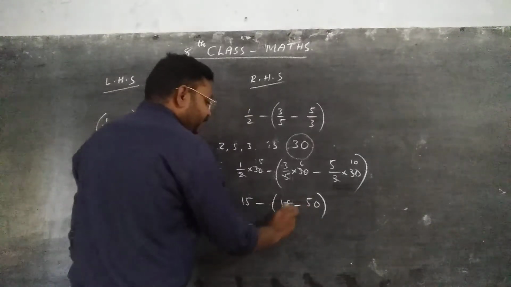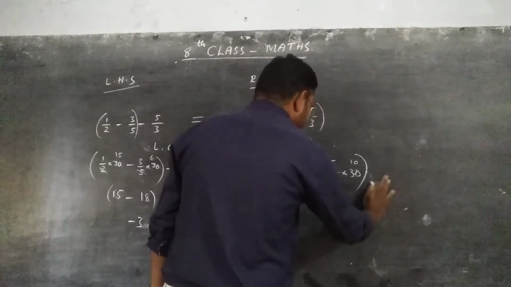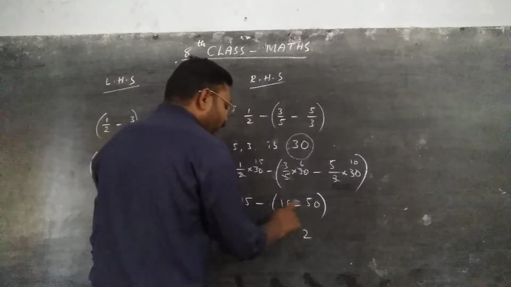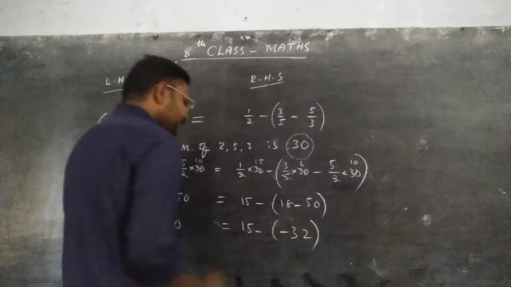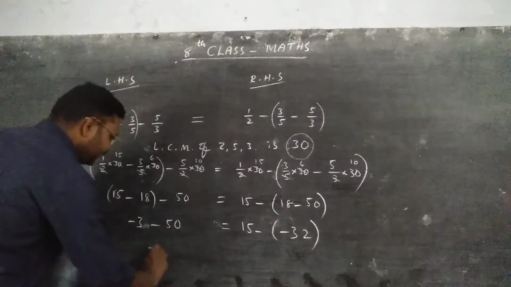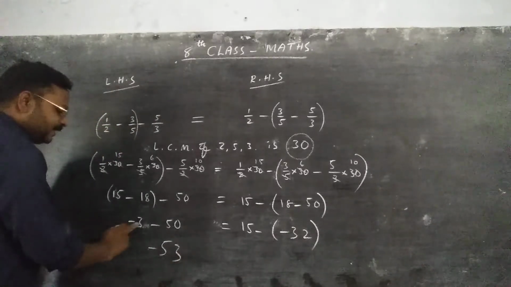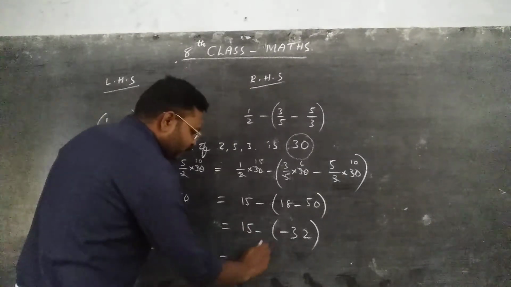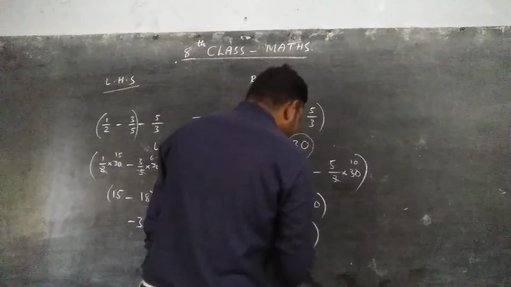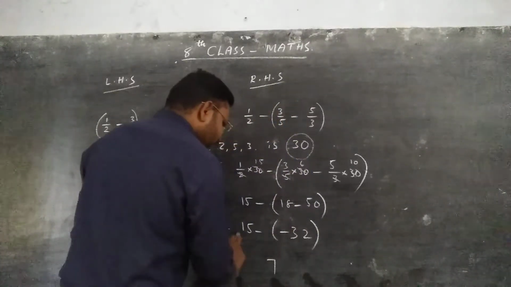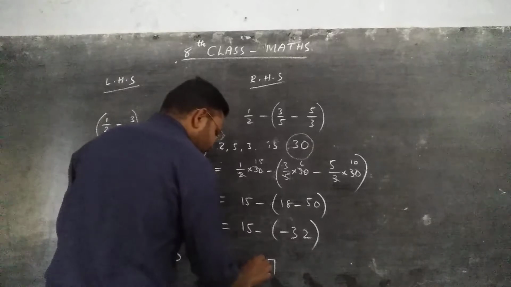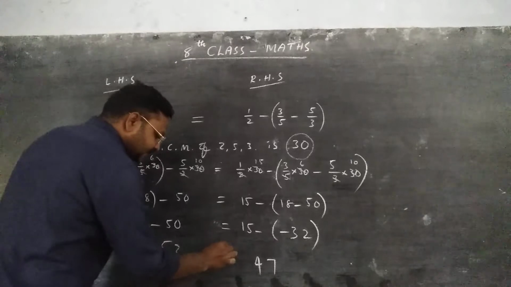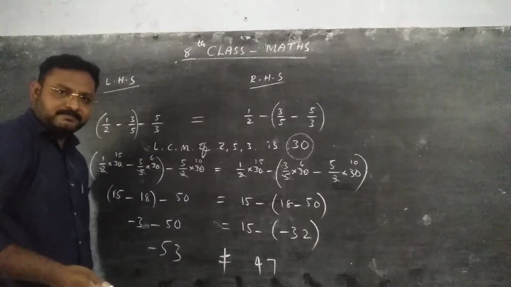15 minus 18 is minus 3. Then minus 3 minus 50 is minus 53. On the other side, 50 minus 18 is 32. Then 15 minus minus 32 becomes 15 plus 32, which is 47. We got 47 here. So minus 53 is not equal to 47.